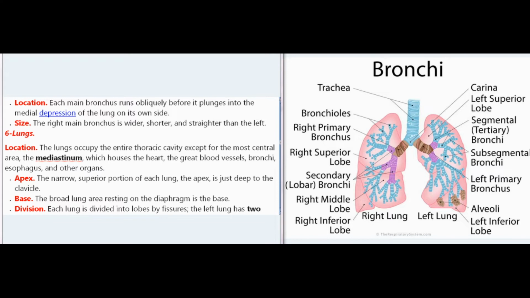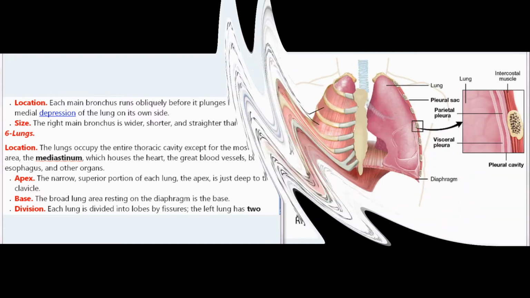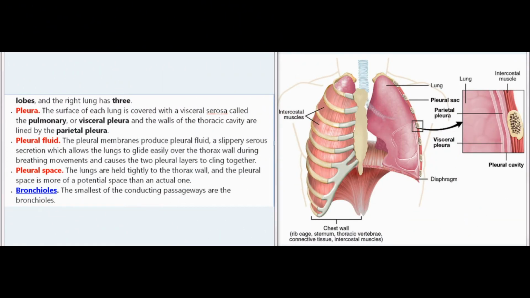Division. Each lung is divided into lobes by fissures. The left lung has 2 lobes, and the right lung has 3. Pleura. The surface of each lung is covered with a visceral serosa called the pulmonary, or visceral pleura, and the walls of the thoracic cavity are lined by the parietal pleura.